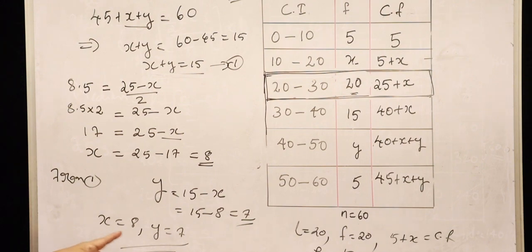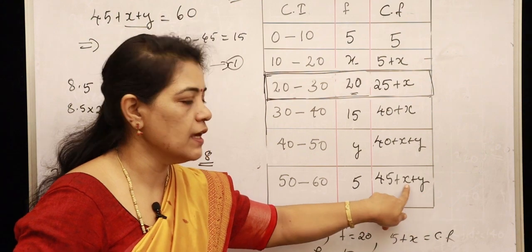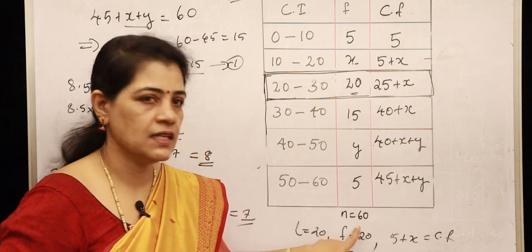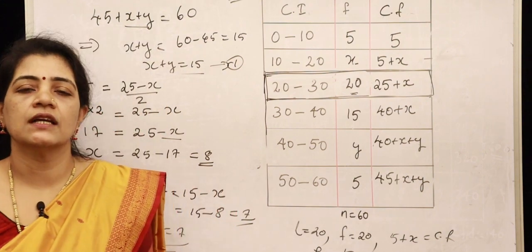In order to verify, X plus Y is 15, right? Okay, so X plus Y, 15 plus 45, that is 60. Total number of frequency. That means our calculation is correct.